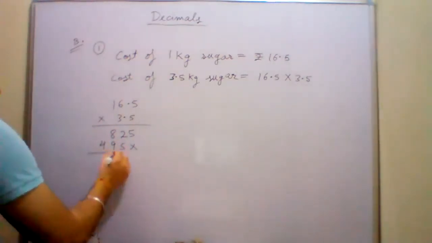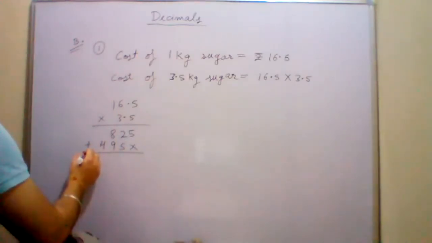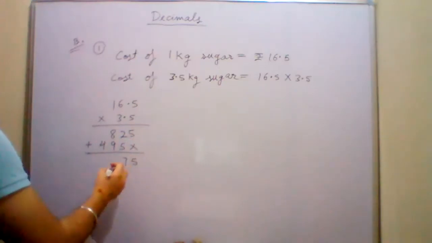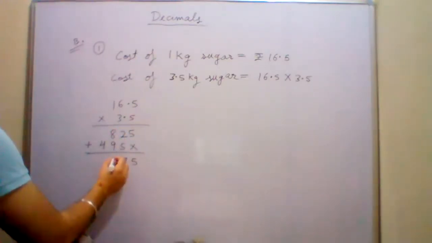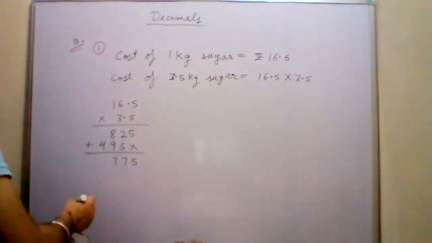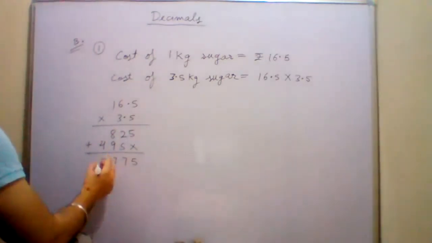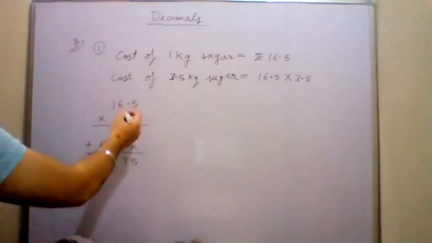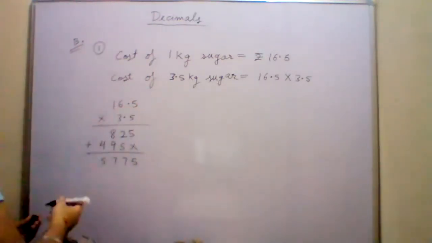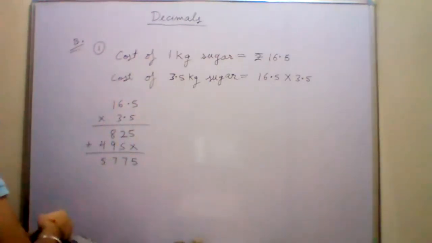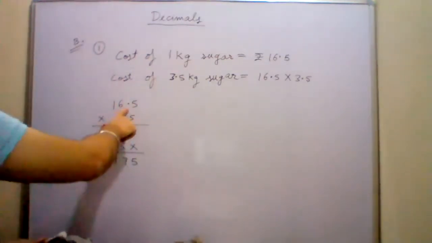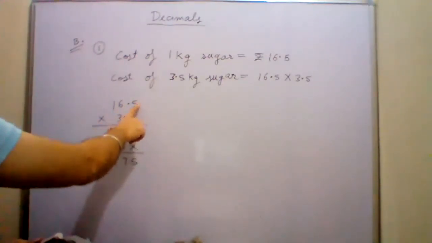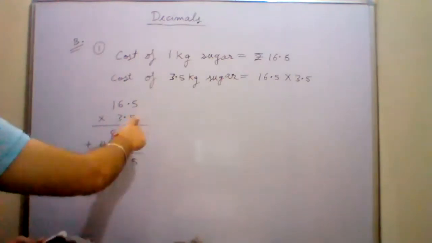495. Now you add the numbers. 5, 7, again 7, 5. 5775 is the product, but now count the total number of decimal places. You have done this in multiplication. I hope you all remember. Total, how many decimal places are there? One is in the first number and one is in the second number. There are two decimal places.